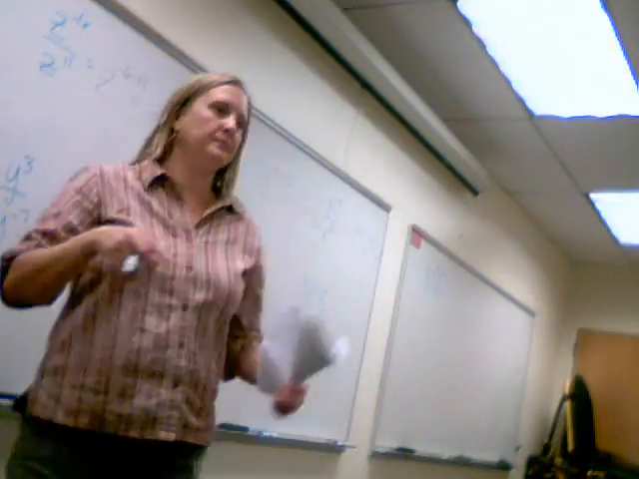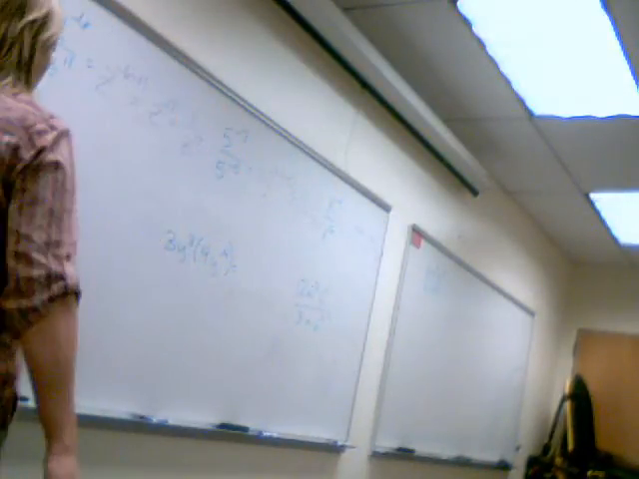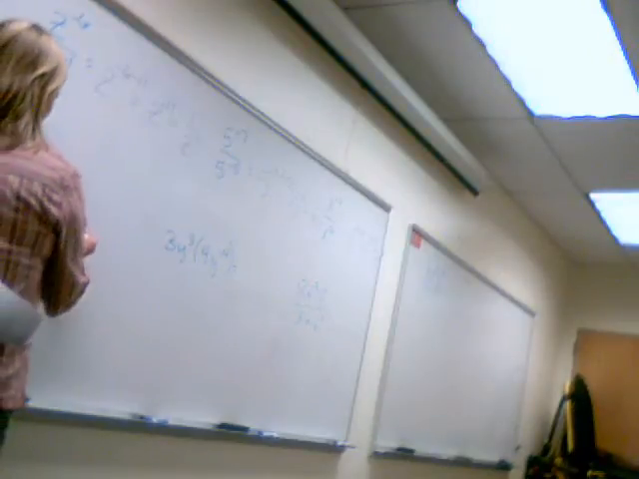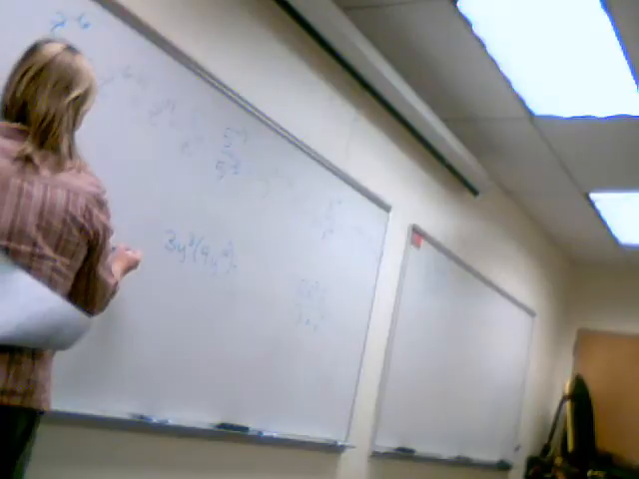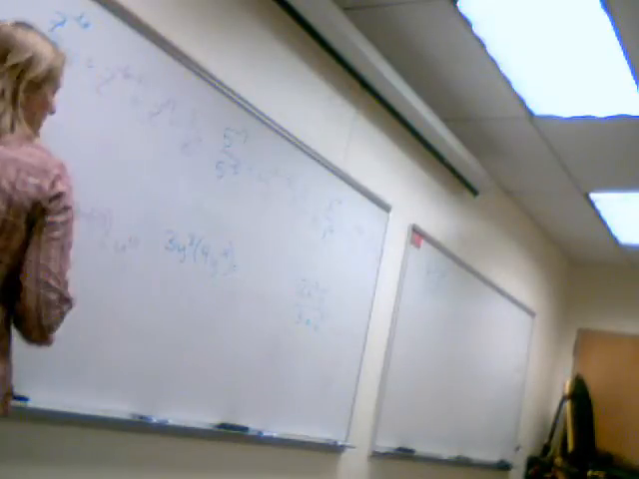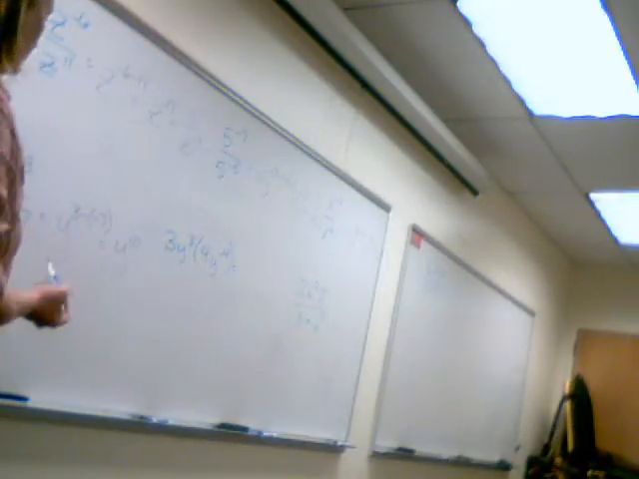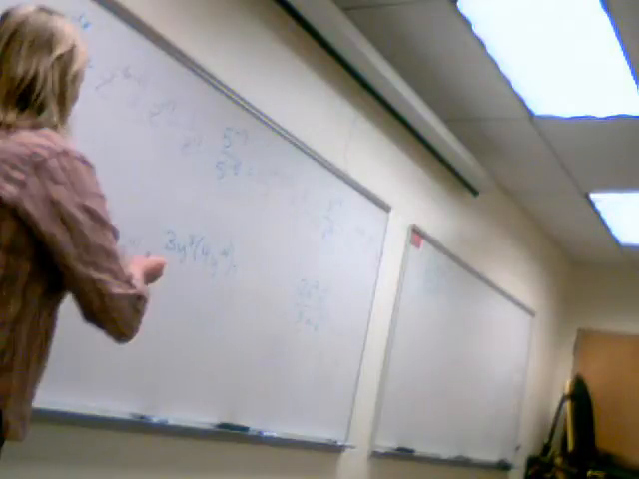Okay, this problem. I did 3 minus negative 7, which ended up being 10. And then it's just 1 over x to the 10. Very good. It's another negative exponent, so you flip it.